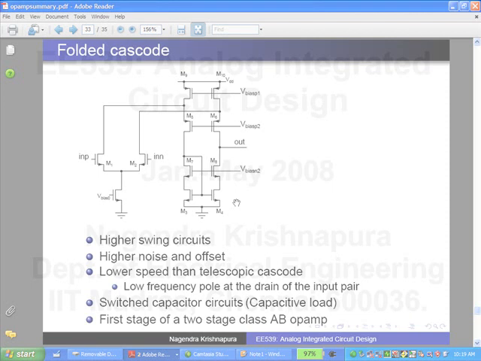Again, you can use it for switch capacitor circuits because you have capacitive loads. Now, there is not much reason to use this as the first stage of a two-stage op-amp because you don't need that much swing and you can do better with a telescopic cascode.